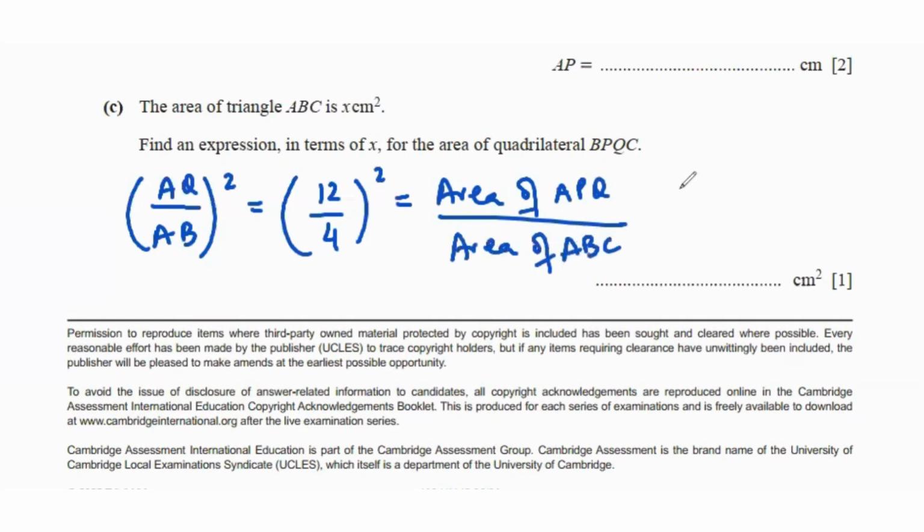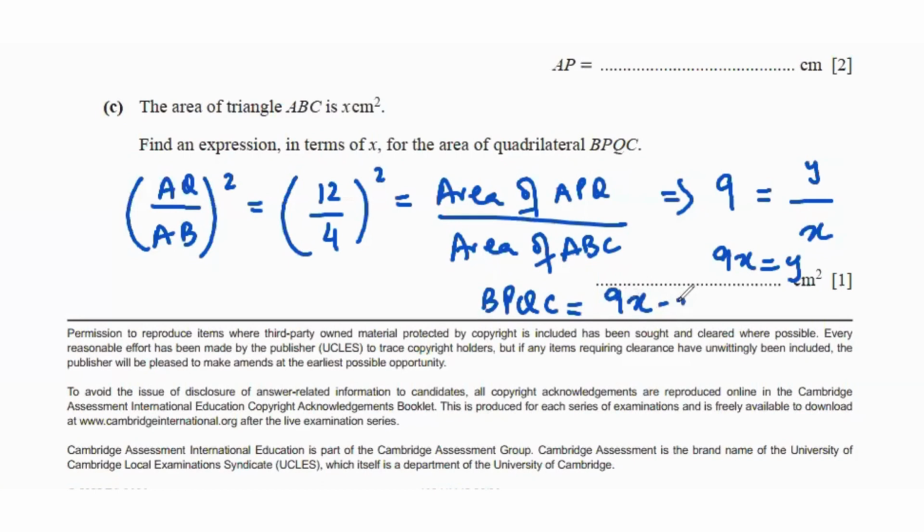So that's going to be 12 divided by 4 is 3. 3 squared is 9. So 9 equals, we know that area of triangle ABC is x. So x over here. And we don't know the other triangle, so I'm going to call this y. So 9x equals y. So for the area of the quadrilateral BPQC, we will subtract x from 9x. It's going to be 8x.